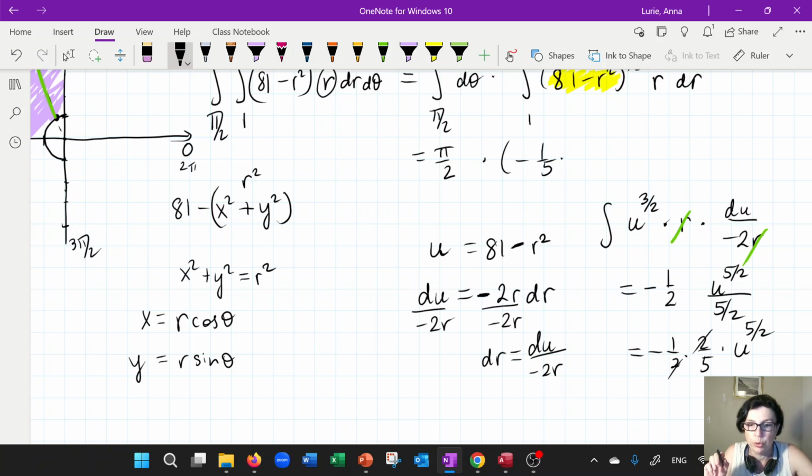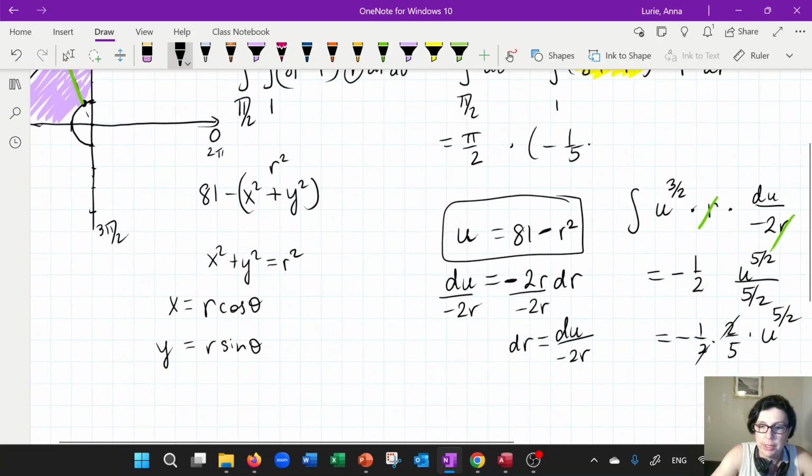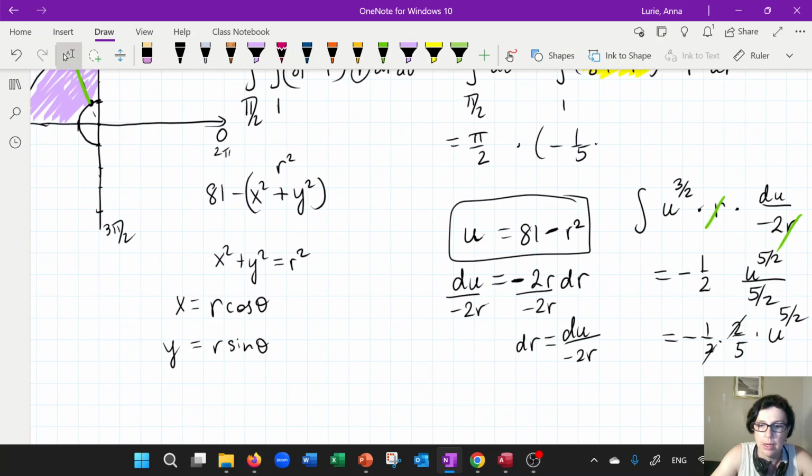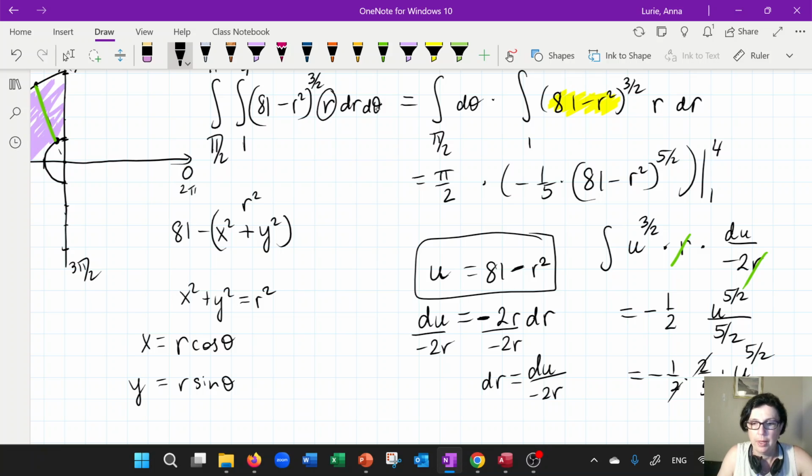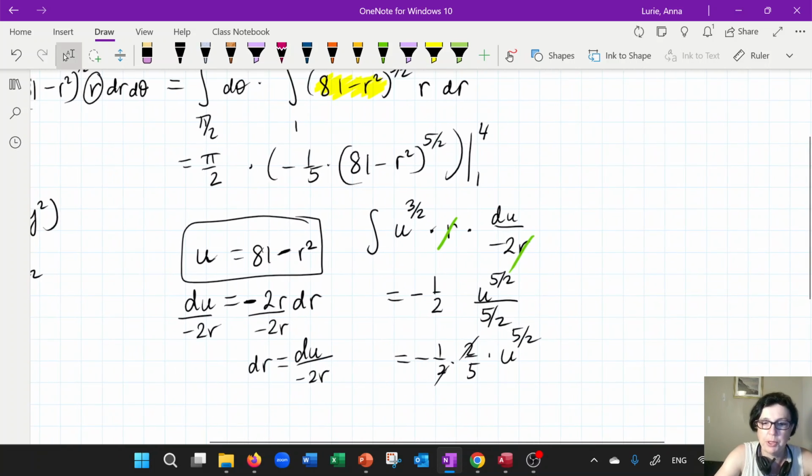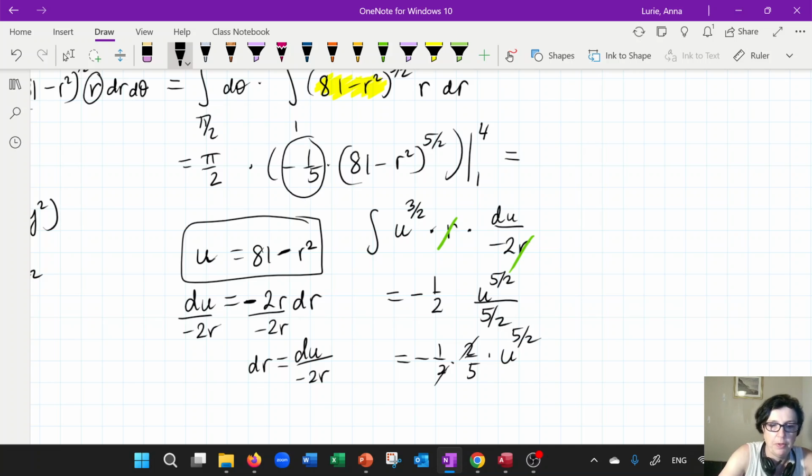But what is u? Do not ever forget to go back to whatever you were when you were doing the substitution. So u was 81 minus r squared. So that will become 81 minus r squared to the power 5 halves. And now we can substitute our limits, which were 1 and 4. Okay, so let's first substitute 4. Let me move that negative 1/5 and combine that with pi over 2. So that will become negative pi divided by 10.